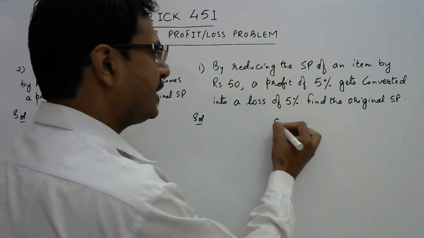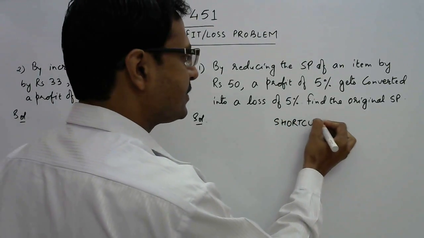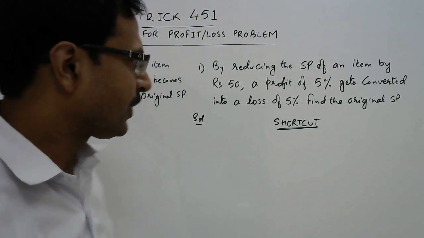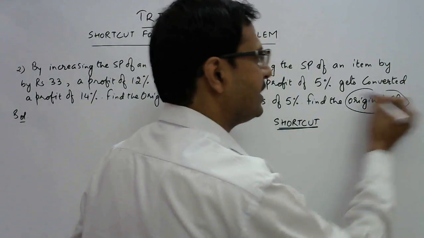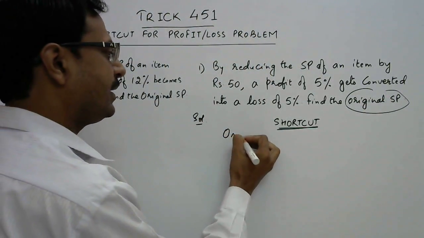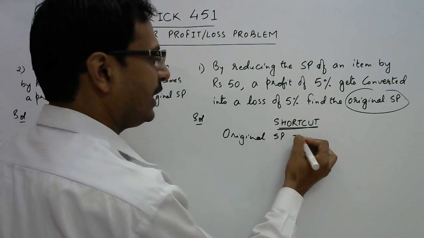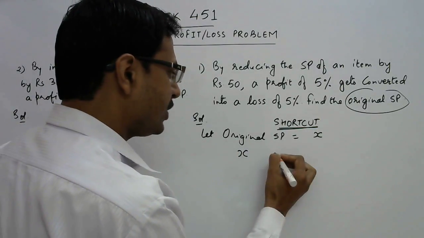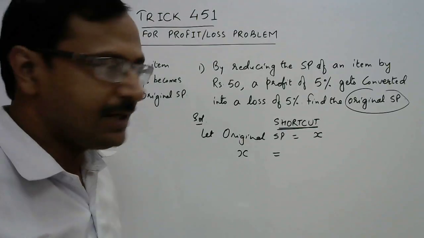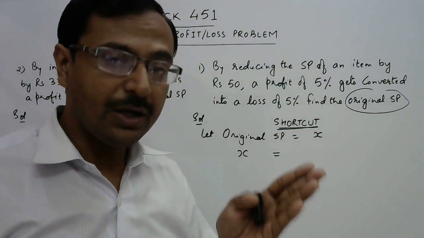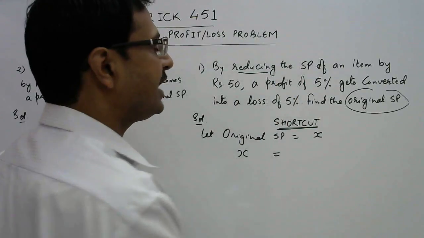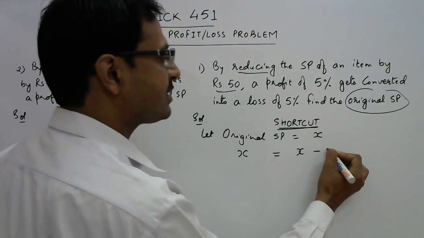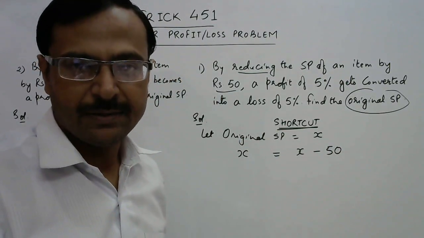I'm going to deal with only the shortcut method so that it becomes very applicable to all competitive exams. We need to find the original selling price. Assume the original selling price of the item is X rupees. On the left hand side you take the original selling price, and on the right hand side you take the increased or reduced selling price. Here we are reducing the selling price, so X is reduced by 50 rupees. So X minus 50 will come on the right hand side.